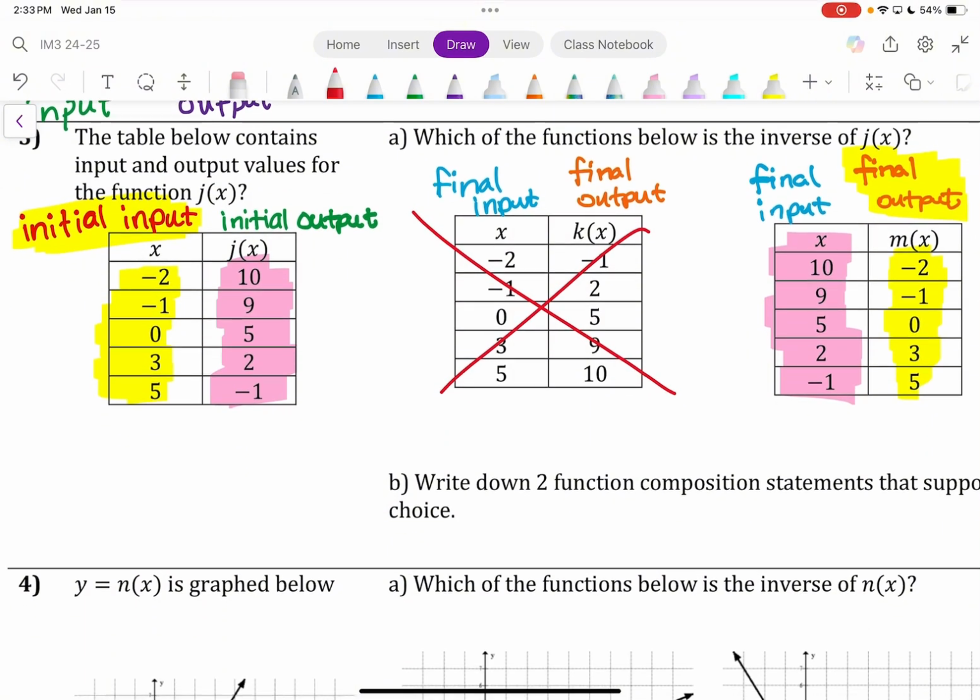Okay. Let's go ahead and write our statements down. We're going to start with the first function, which is j. Now, I want you to pick a number from the yellow column. Any number. 0. So let's say we wanted to evaluate j of 0. j of 0 would need to get plugged into m. And in order for these to be considered inverses, what must my final output be equal to? 0. Right? Where these two are the same.